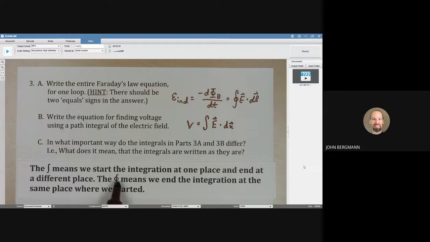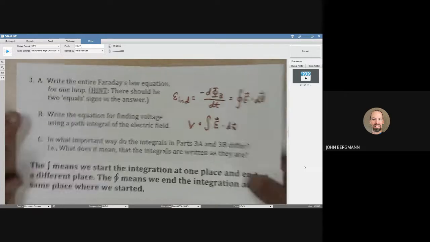The integral sign with the circle in there means that we're going to end the integration at the same place where we started, and that's the one that we're going to employ in this case, because that electric field, if you remember those pictures we just drew on the previous page, we're just going around the circle and we're ending up at the same spot where we started.